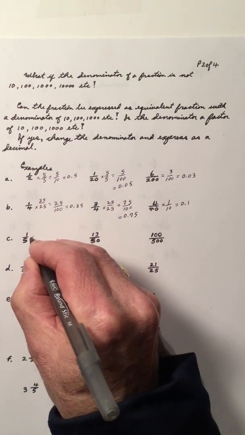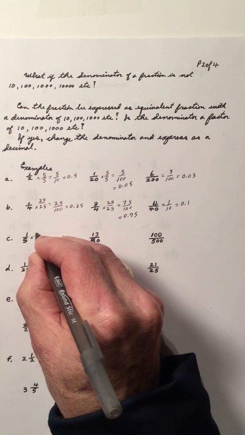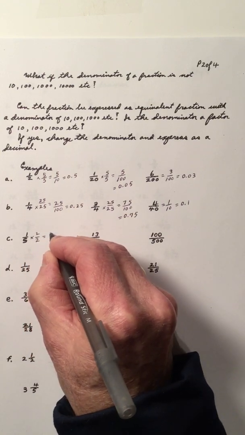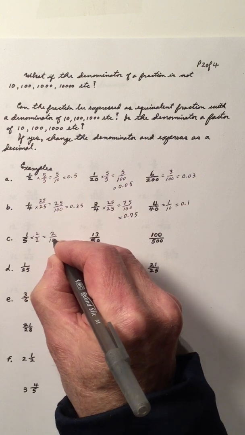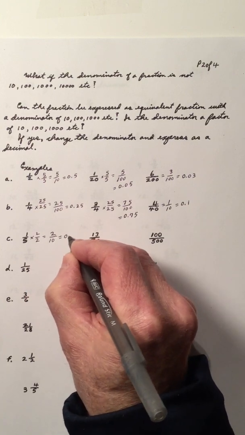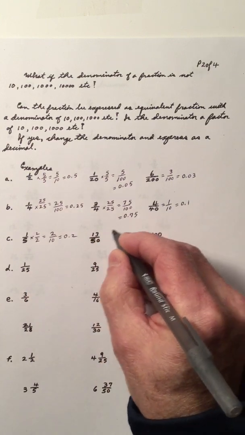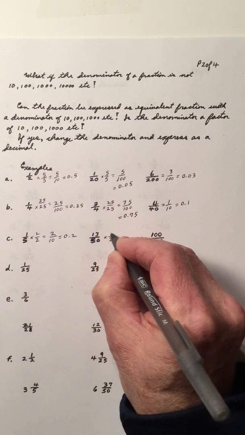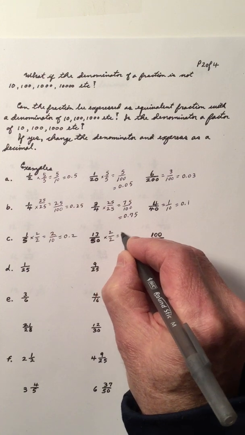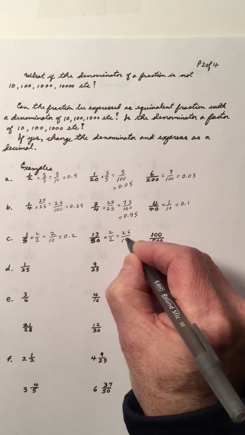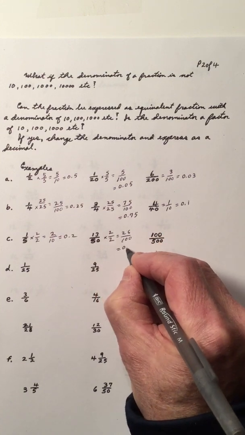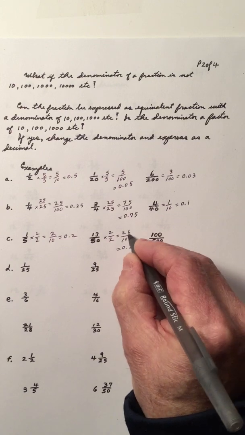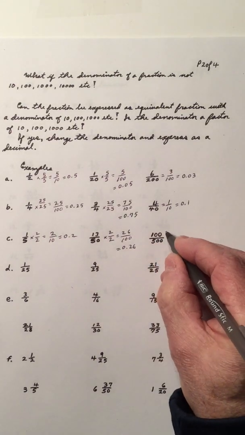1/5. The easiest one to do here is multiply the denominator by 2. So 1 times 2 is 2, 5 times 2 is 10. So 2 over 10 is decimal 0.2. Next, 13 over 50. We need 100, so we multiply by 2 to get 100. So we multiply the top by 2 too. We get 26 over 100, which is 0.26. Again, the 6 has to go in the hundredths place.